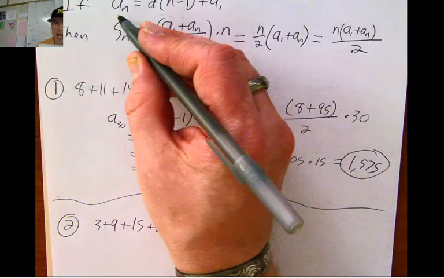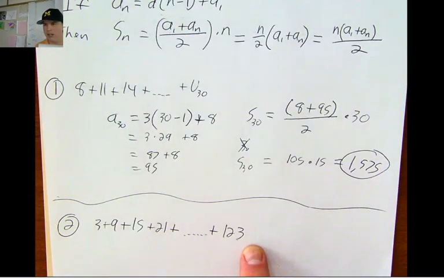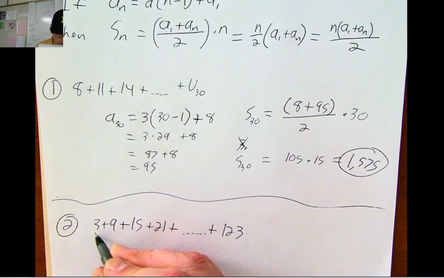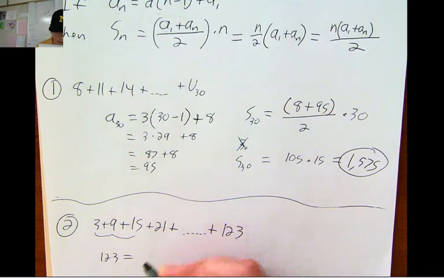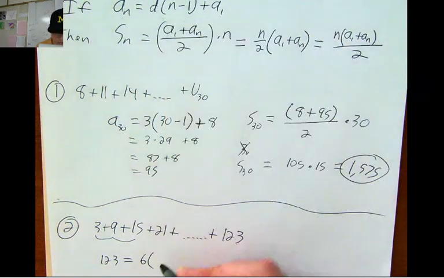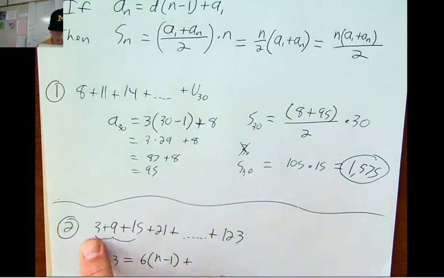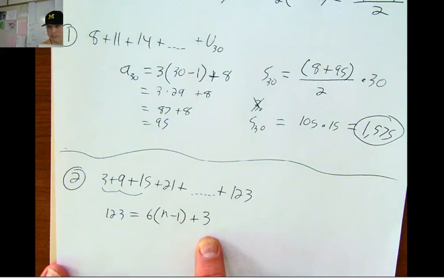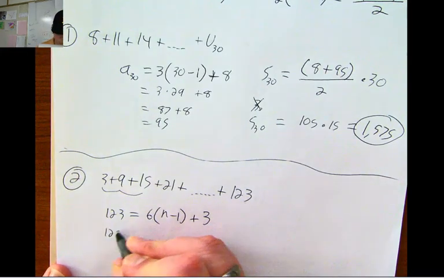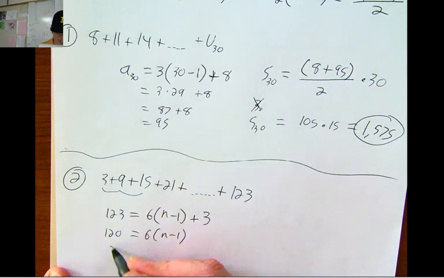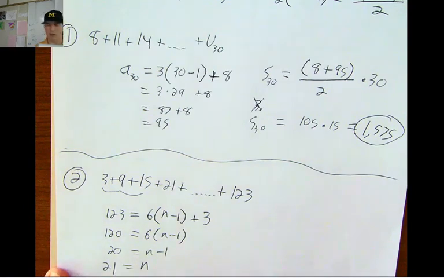So a_n, that's the final term in the series, that's 123. 123 equals that slope, we're adding 6 times, I'm looking for n, so n minus 1, plus a1, 3. All right, algebra. Subtract 3 from both sides. 120 equals 6 times n minus 1. Divide both sides by 6, so 20 equals n minus 1. That means n equals 21.